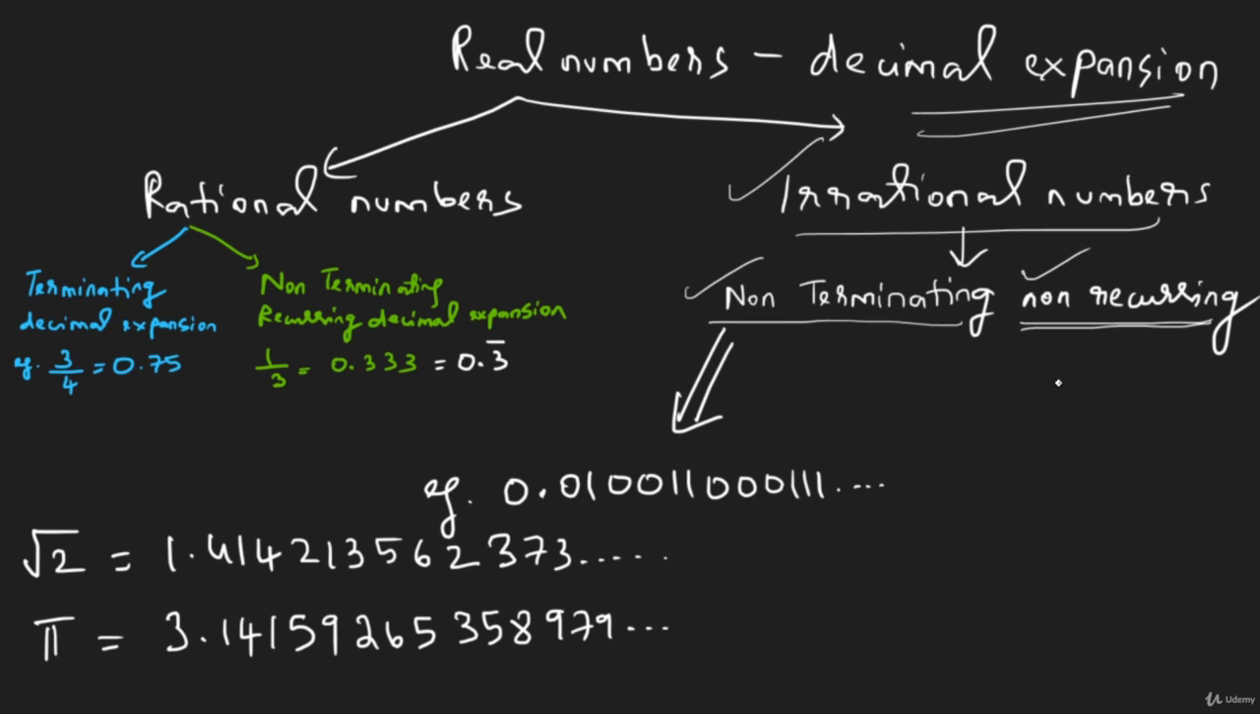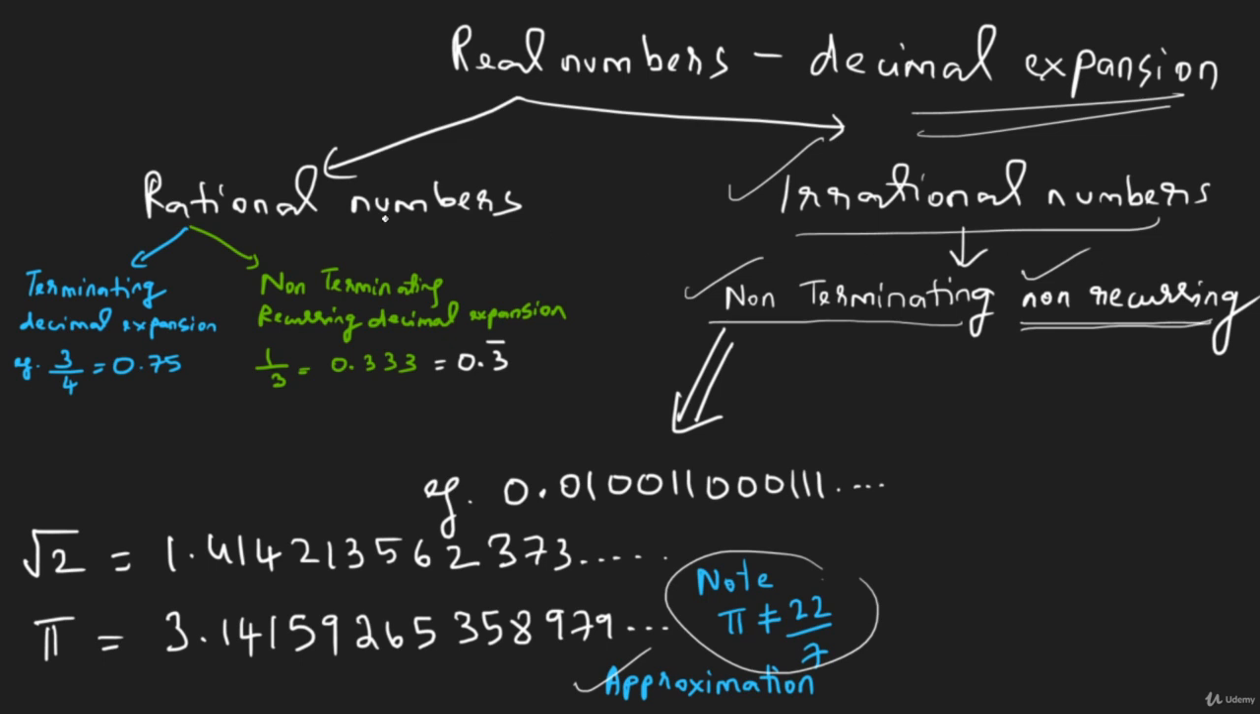There's an interesting side note over here. In many geometry problems, we approximate pi to 22 by 7, but pi is not 22 by 7 because it's an irrational number. It cannot be expressed in the form p by q, but taking pi as 22 by 7 is only an approximation. Now, let's quickly revise what we have learned.